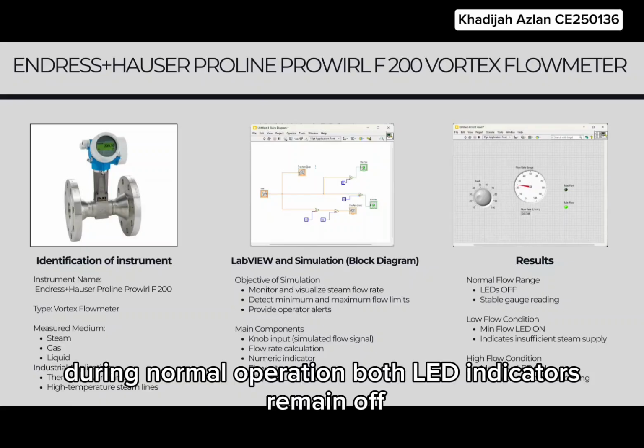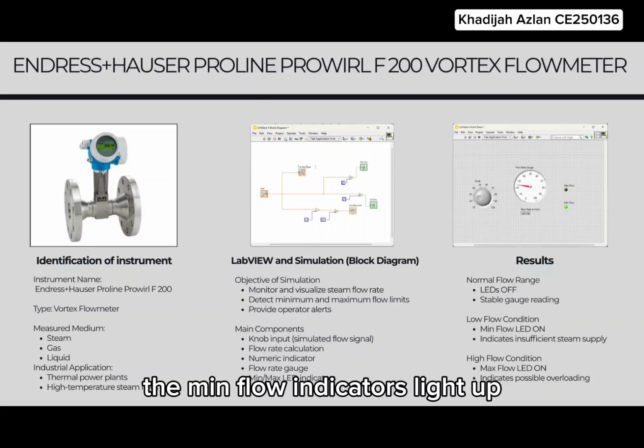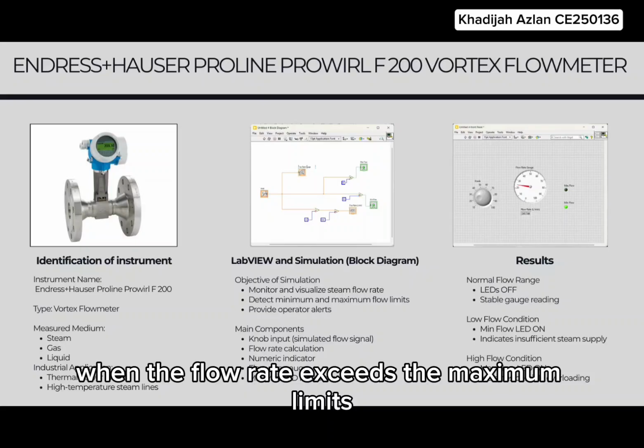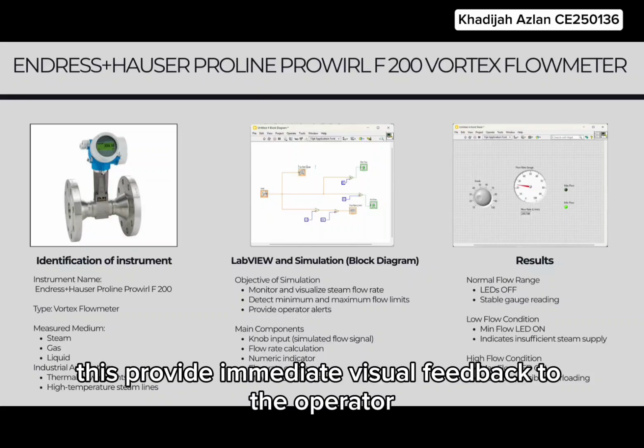During normal operation, both LED indicators remain off. When the flow rate drops below the minimum limit, the min flow indicator lights up. When the flow rate exceeds the maximum limit, the max flow indicator turns on. This provides immediate visual feedback to the operator.